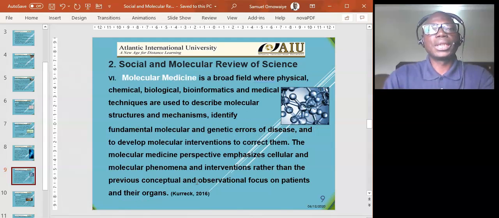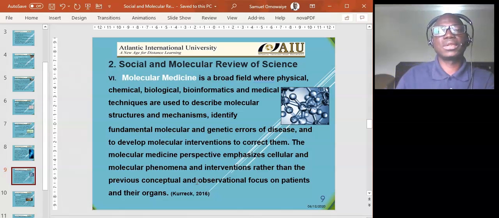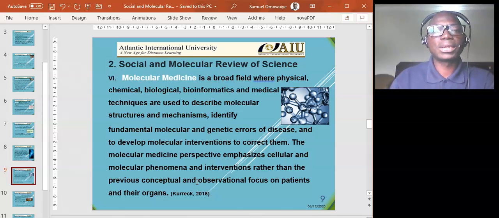Molecular medicine is a broad field where physical, chemical, biological, bioinformatics, and medical techniques are used to describe molecular structures and mechanisms, identify fundamental molecular and genetic errors of disease, and to develop molecular interventions to correct them. The molecular medicine perspective emphasizes cellular and molecular phenomena and intervention rather than the previous conceptual and observational focus on patients and their organs.